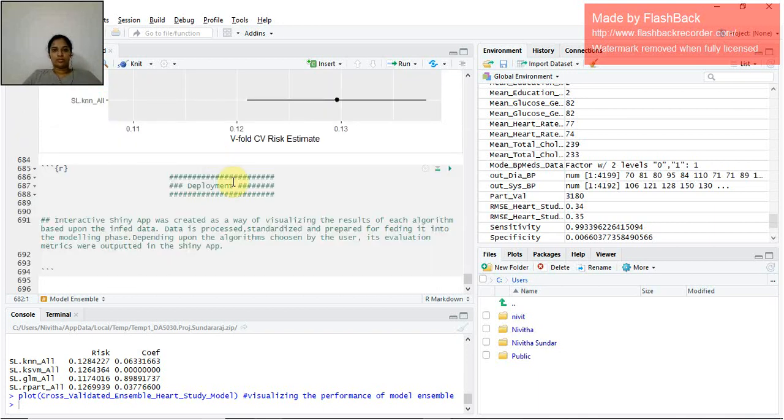So moving on to the next phase, that is the deployment phase. In this case, an interactive Shiny application was created where the user can embed data. In my case, my data is the heart study data, and the data will be processed and displayed as an output in the interactive web application, and also the machine learning outputs. The user will be able to choose a particular machine learning algorithm on the user interface, and in the background, functions will run, and the output will be the performance of each model on the data fed in.